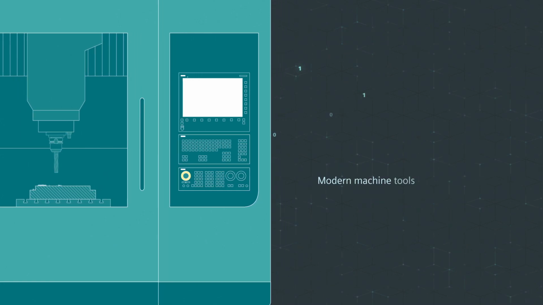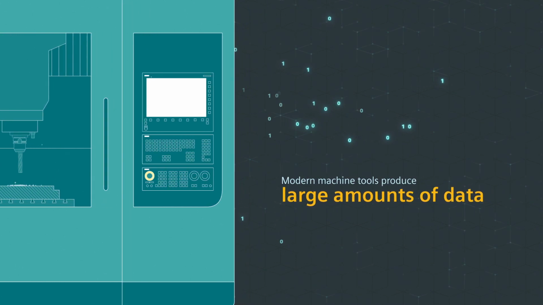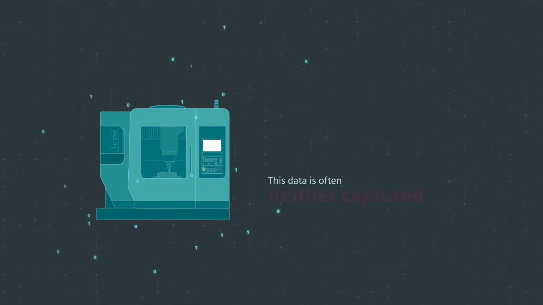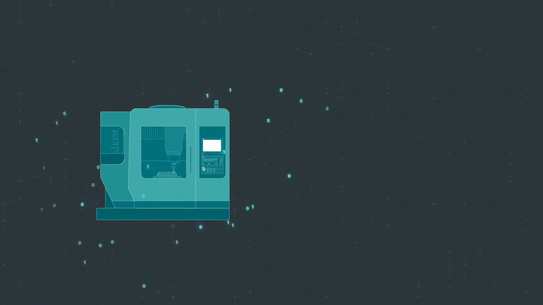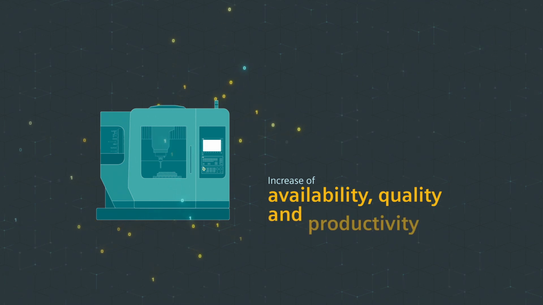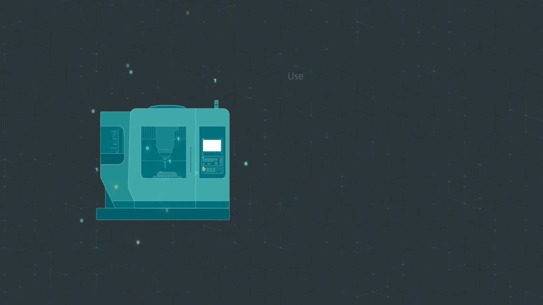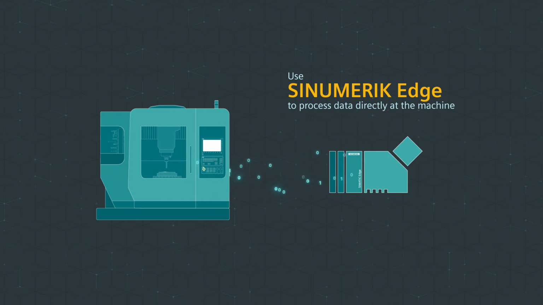Modern machine tools produce large amounts of data during the production process. However, this data often goes nowhere and remains unused. Through intelligent processing of the data, essential performance parameters of the machine tool can be increased, such as availability, machining quality, and productivity. With SINUMERIK Edge, Siemens offers the perfect solution to leverage the data.